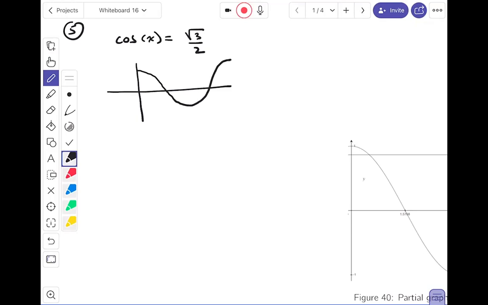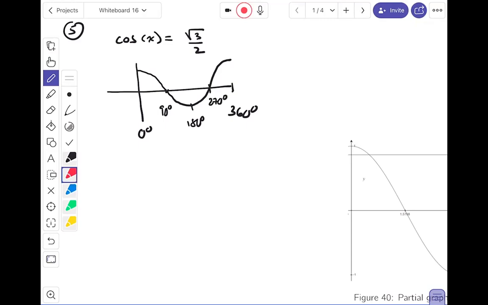I'm going to use degree measure. This is 0. This would be 360. And that's one cycle of it. This would be 90 degrees, this would be 180 degrees, and this would be 270 degrees. All right, so that's just the cosine curve.